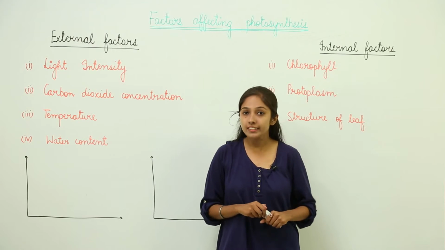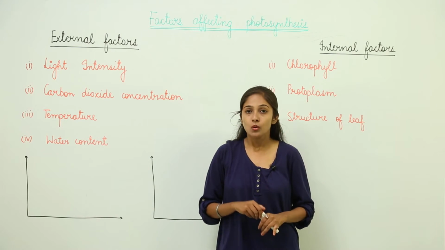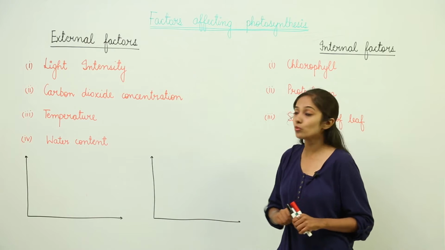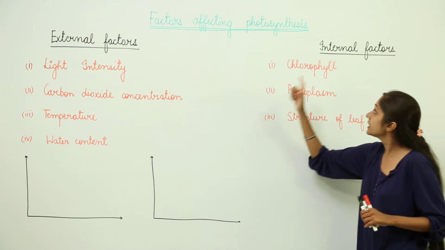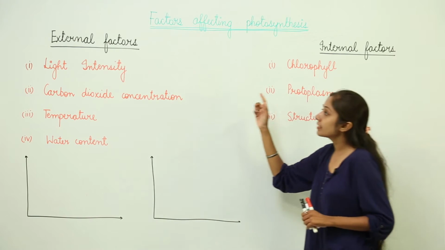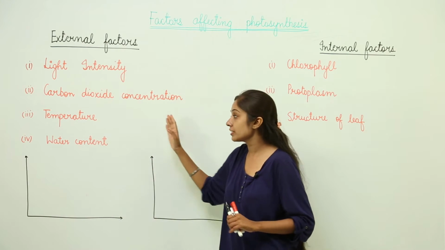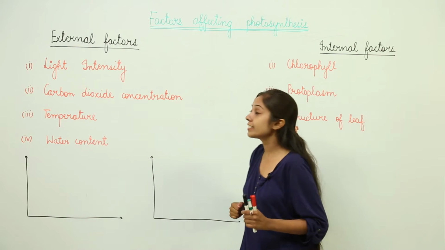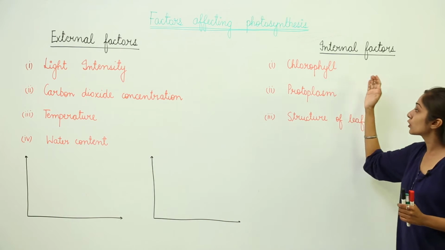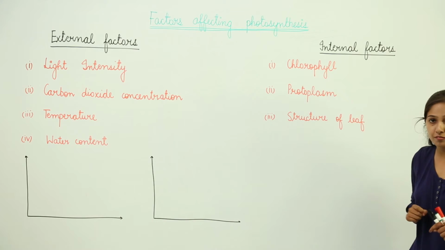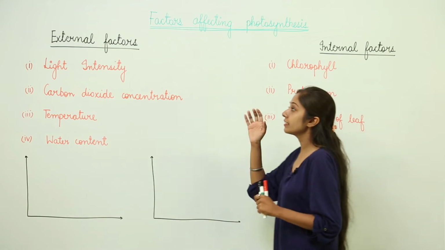Let us see the factors affecting photosynthesis. Well, these factors have been classified into external factors and internal factors. The external factors include light intensity, carbon dioxide concentration, temperature and water content, while the internal factors include chlorophyll, protoplasm and structure of leaf. So, let us first of all discuss the external factors.